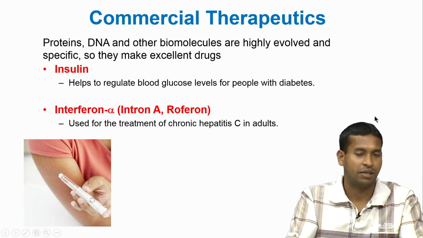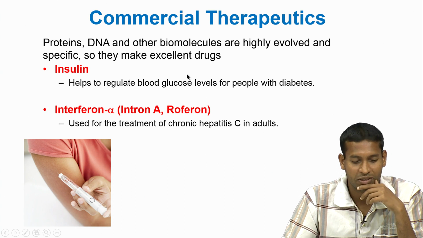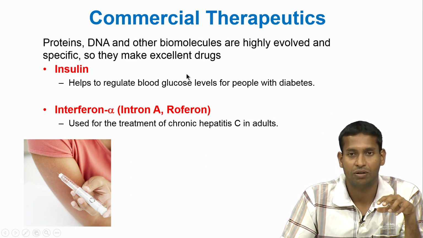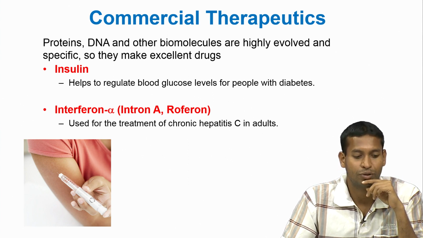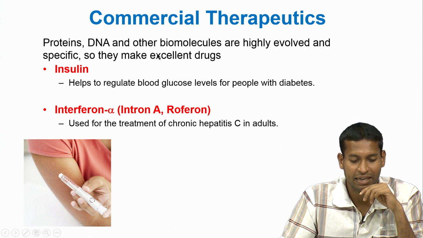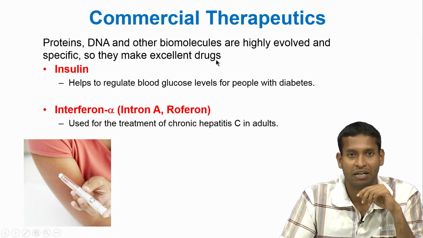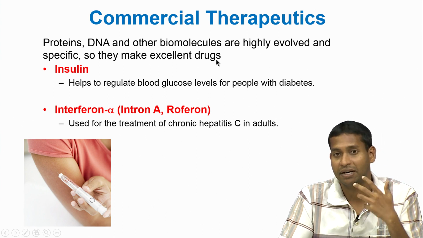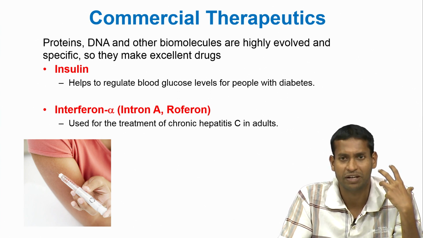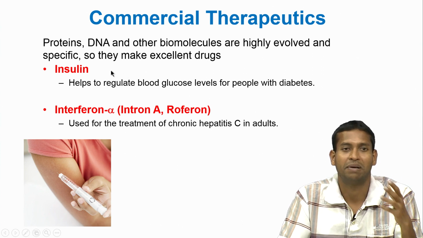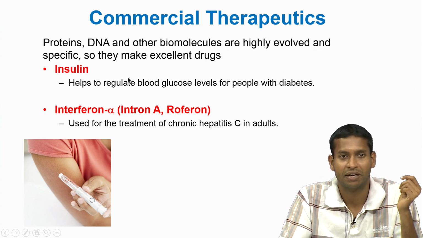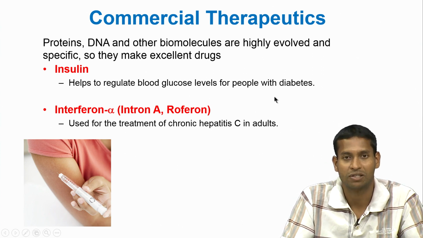Okay, so we are going to talk about some of the commercial therapeutics and how these polymers will now be used to kind of enhance their effect. So more and more proteins, DNA and other biomolecules have now been becoming excellent drugs, just because they are very effective and very specific. They are highly evolved. So an example here is insulin, which is a protein. It helps in regulating the blood glucose level.